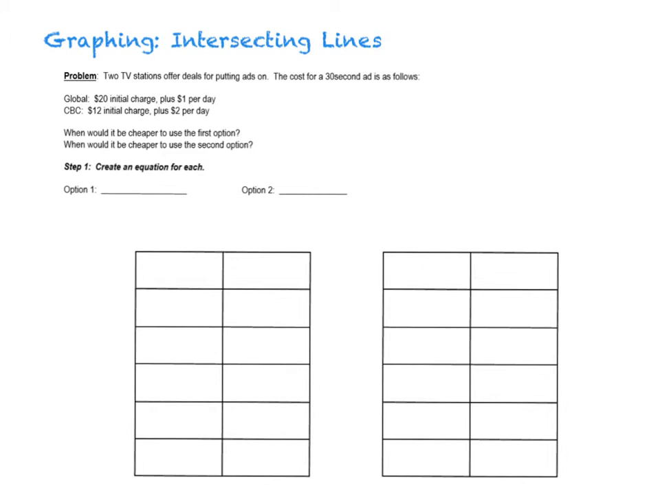So we'll begin with graphing intersecting lines, and we're going to use CUBES, or a shortened version of CUBES, to analyze this question. The problem: 2 TV stations offer deals for putting ads on. The cost for a 30-second ad is as follows. Global has a $20 initial charge plus a $1 per day charge. CBC has a $12 initial charge plus $2 per day. When would it be cheaper to use the first option? When would it be cheaper to use the second option?